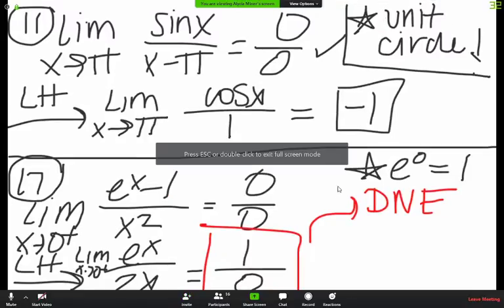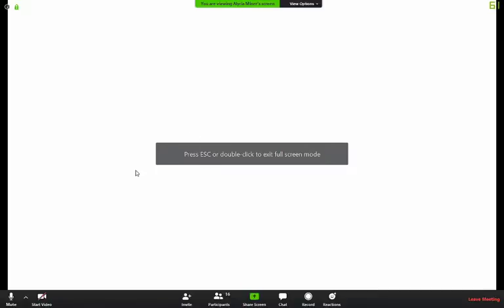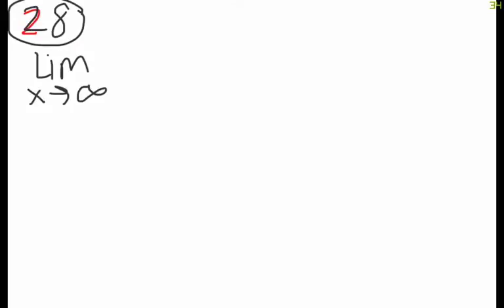Okay, let's keep going. I have one more, like I said. This is 28. And this is the limit as x approaches infinity of natural log of x over x. This is our first infinity. What does this look like? What's my first step?